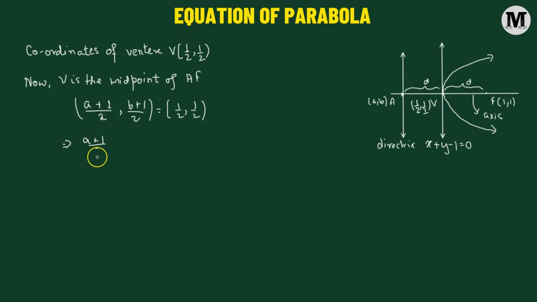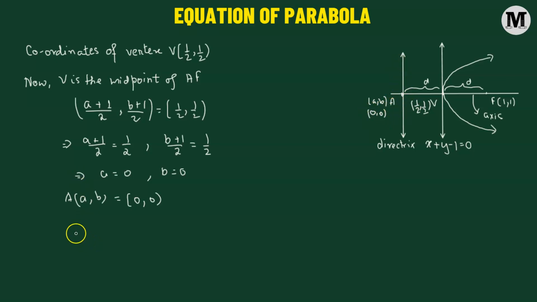So A plus 1/2 will be equal to 1/2, and B plus 1/2 will be equal to 1/2. And solving for A and B, we get A equals 0 and B equals 0. So that means the coordinates of point A will be 0, 0. Or we can say that the directrix is passing through the origin. Now we have the directrix line passing through the origin.